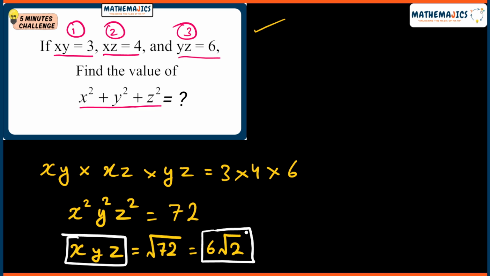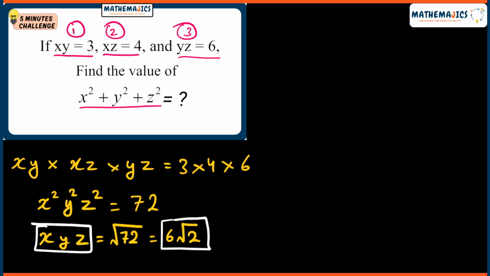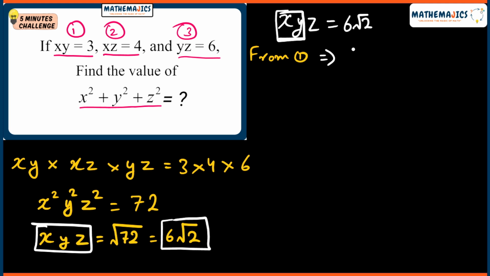Okay. Now what can we do after this? So we have xyz is equal to 6 root 2. Now we will be using this with all three equations one by one. From equation 1, we know that the value of xy is 3. So we can substitute the value of xy as 3. 3z is equal to 6 root 2. Correct? Now if 3z is equal to 6 root 2, what will be the value of z? The value of z will be 2 root 2.